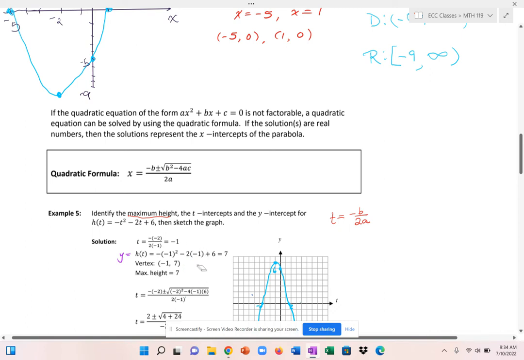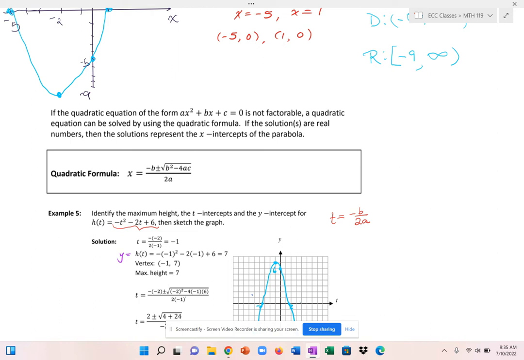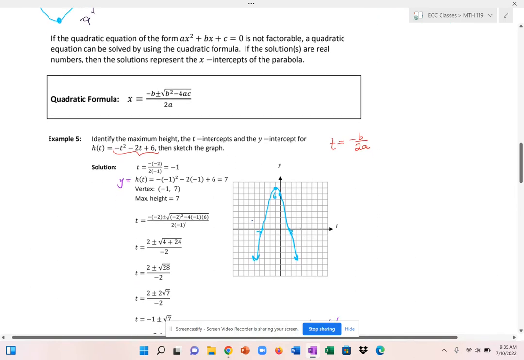Okay, so now I need to find my t-intercepts. And this is not factorable. Even if I tried to find two numbers that would give me a product of 6 and a sum of negative 2, that's not going to work out. So I'm just going to plug in the values. And so remember, this is negative b, but b is negative already. So that's why negative negative 2 is why I have a positive 2 there.